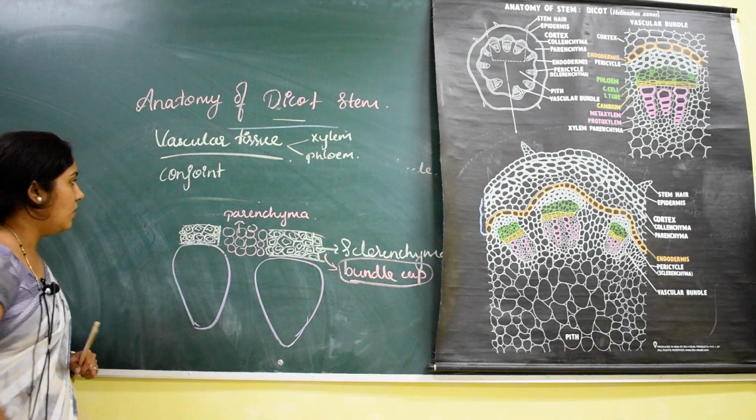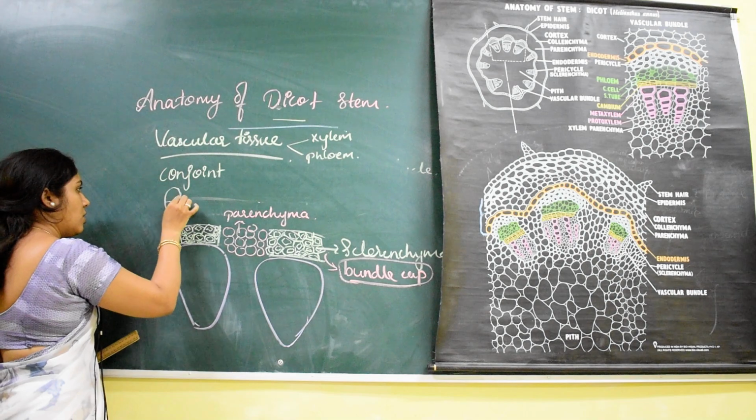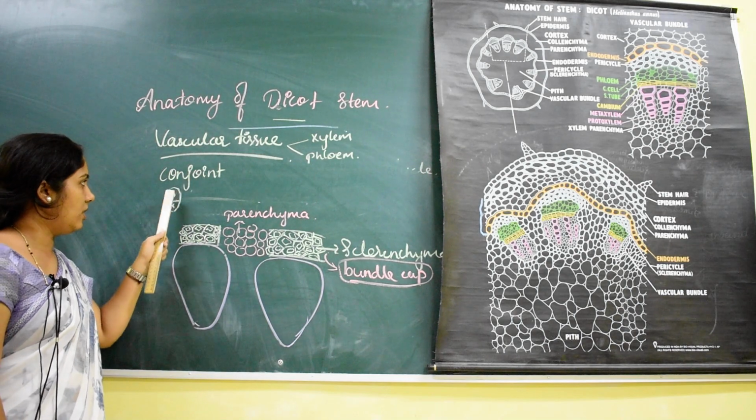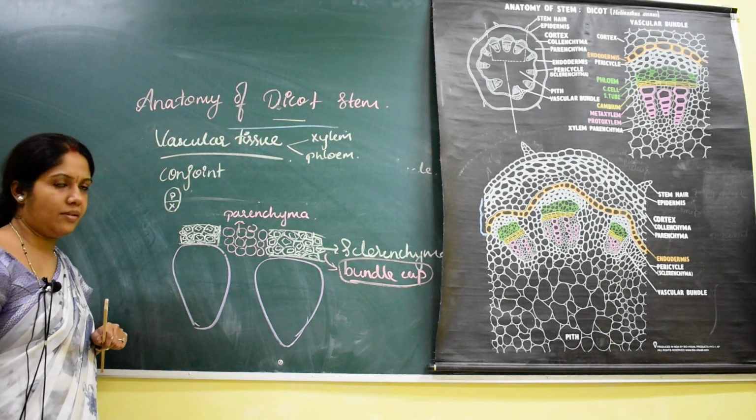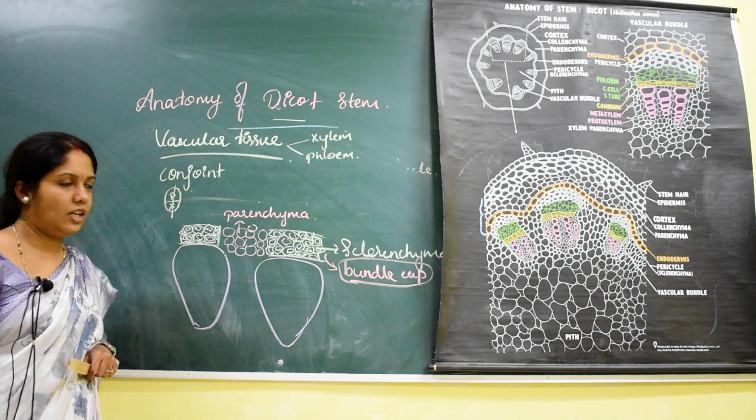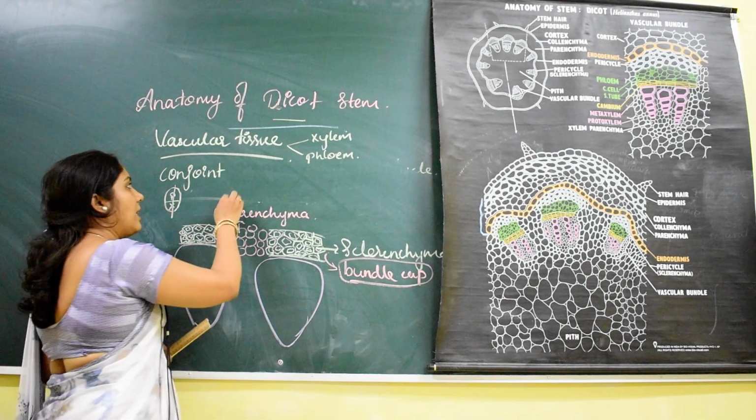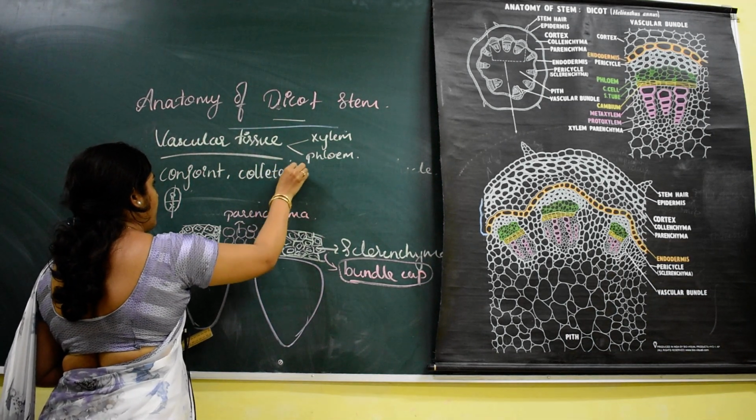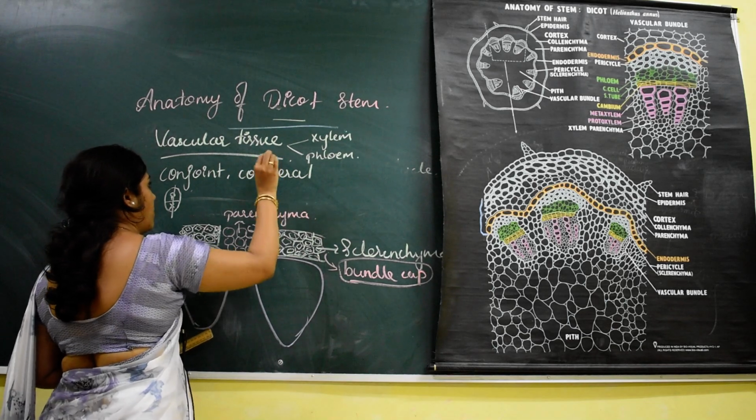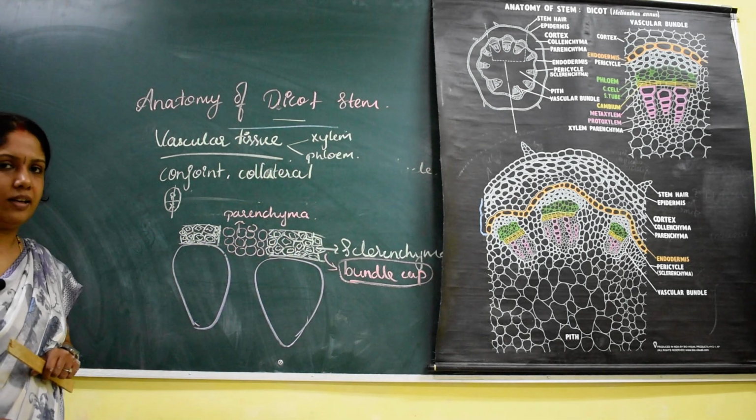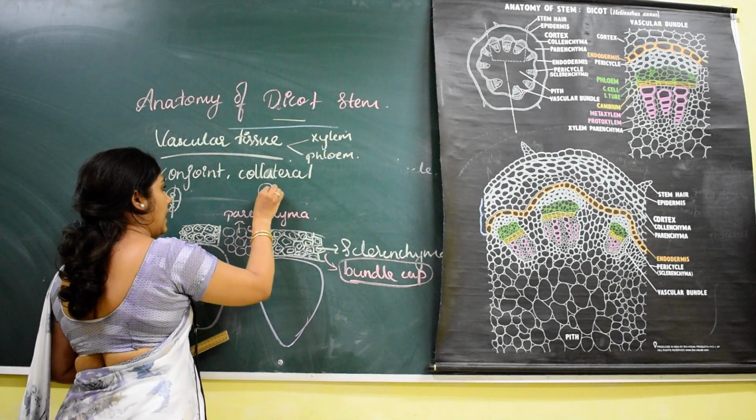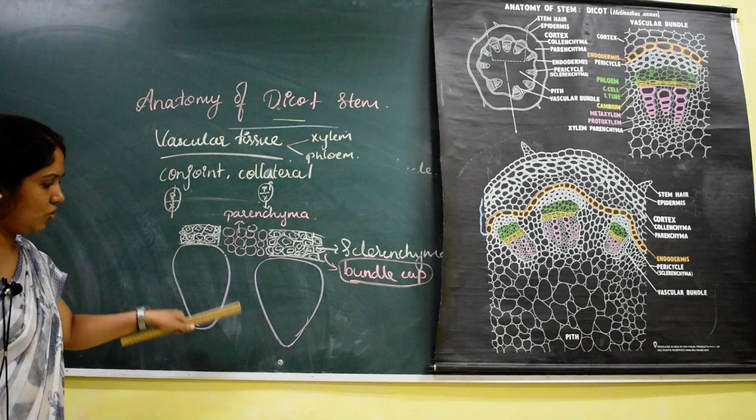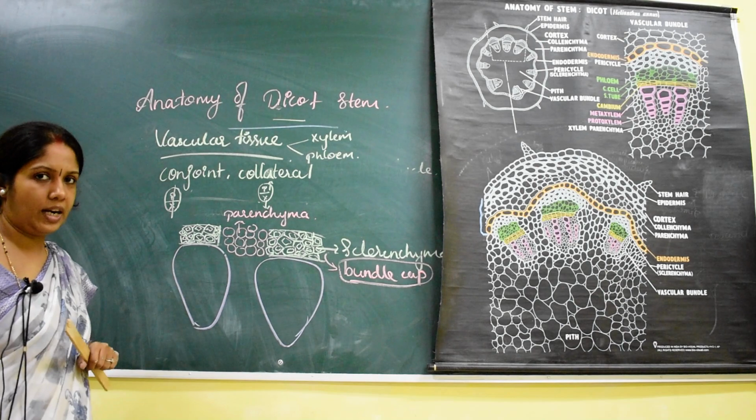If the same bundle possesses both xylem and phloem, then it is called conjoint. It is conjoint, or it is present together. Next, the vascular bundle is collateral. What is collateral? The xylem is towards the center and the phloem is away from the center. That is collateral.